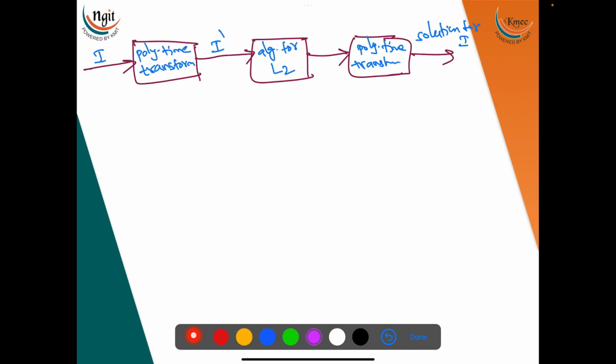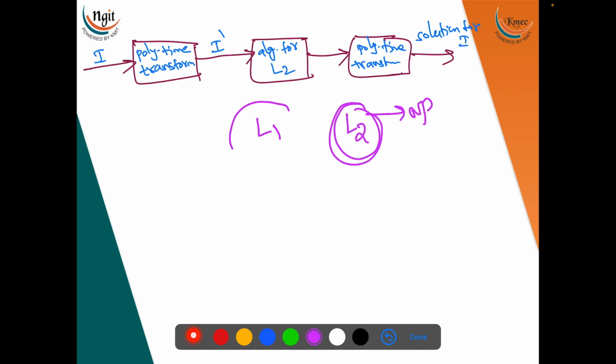Now we'll do one problem. So this is what actually proving: we choose an L1 problem which is NP hard, to decide L2 also belongs to NP hard. So to find that L2 is an NP hard problem, you take L1, right? Now this is the solution, how to prove it. We take a polynomial time transform. I and I dash are instances. L2 actually has to be proved an NP hard problem.